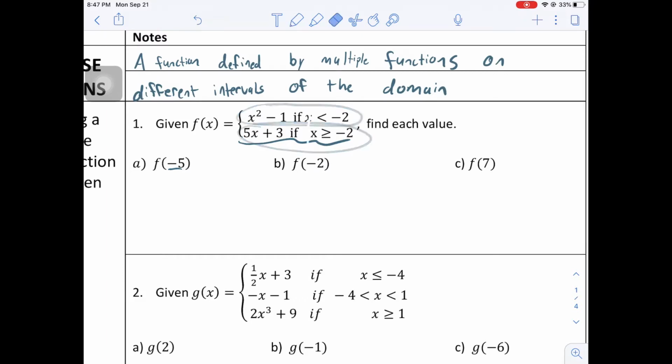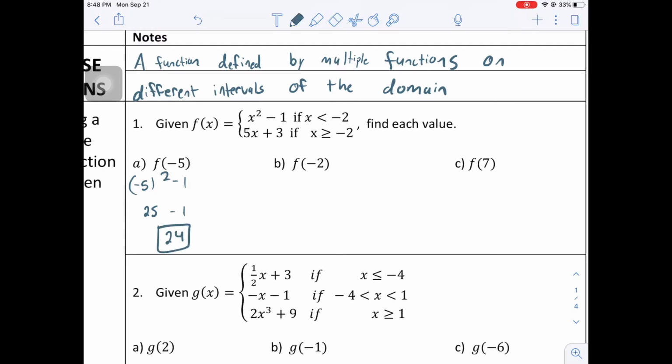Okay, that's where the domain comes in handy. So the domain is this part right here. It says we use the top equation when x is less than -2. Well, -5 is less than -2, so we're going to pick our top equation here. So -5 squared minus 1, that gives us 25 minus 1, which gives us 24.